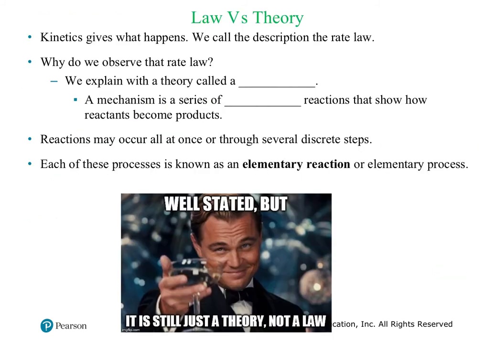Okay, you survived the math. We're done with all of the hard math for the chapter. Now we're going into talking about mechanisms. So kinetics tells us what happens, and that's our rate law. But our theory for these rate laws, these are called mechanisms. Remember that theories are a way that humans have developed to explain laws. And so mechanisms are a series of stepwise reactions that show how our reactants turn into products.